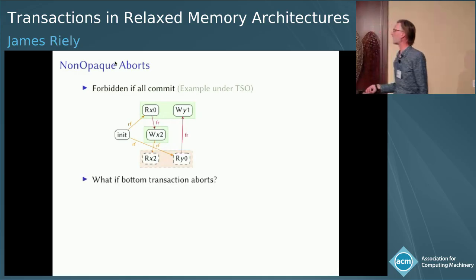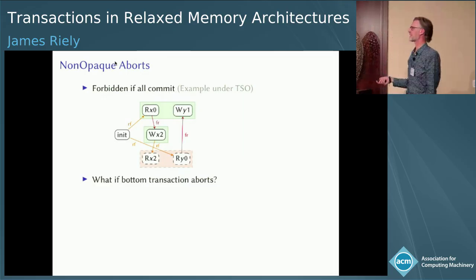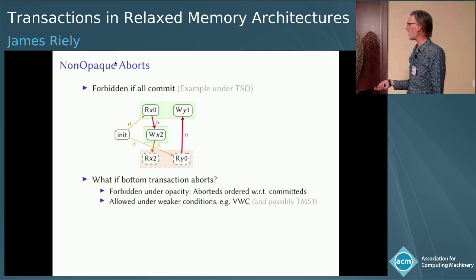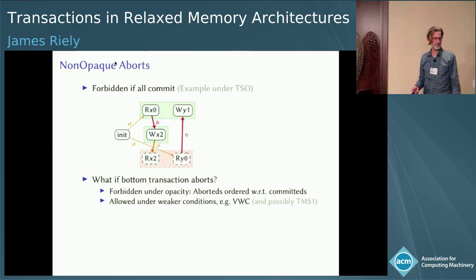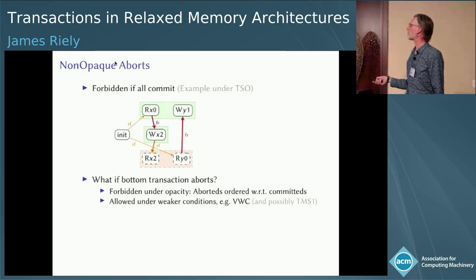But what if the bottom transaction aborts? Is this okay? Discuss. So under opacity, this is not okay. And it's not okay because it's required under opacity that the aborted transactions must somehow fit into the order created by all of the committed transactions. And there is no acyclic order that will allow these. But this is allowed under weaker conditions, such as virtual world consistency, and possibly under TMS1.